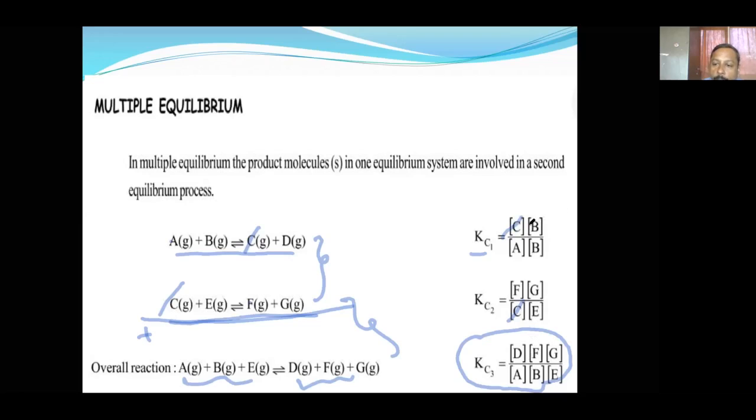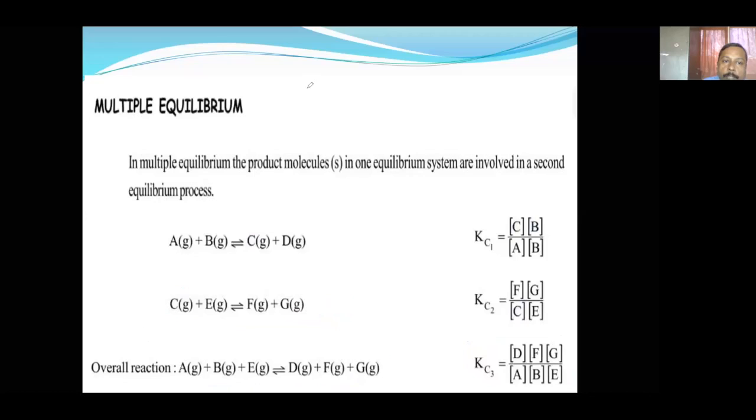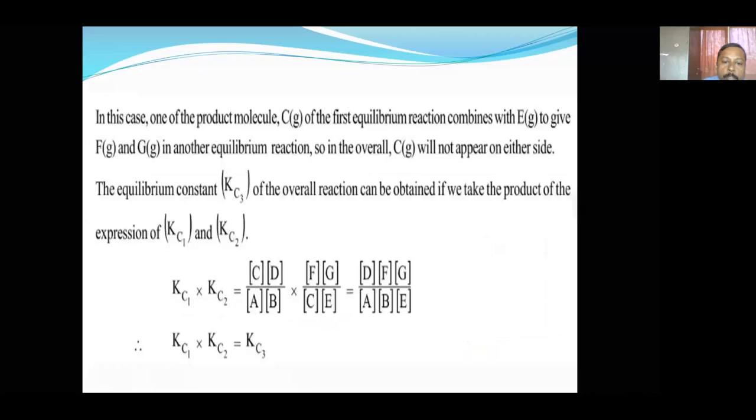Actually, it is D. Okay. So DFG divided by ABE. Is it clear now? This is the overall reaction for the multiple equilibrium. Now let's see the next type of advanced topic and most important topic, problem solving techniques. So this is the derivation, Kc1 into Kc2 is equal to Kc3.